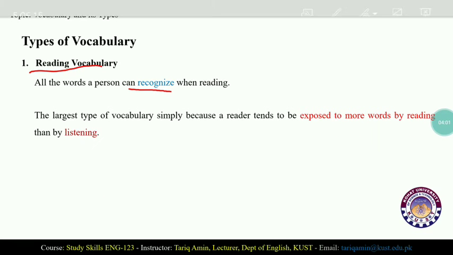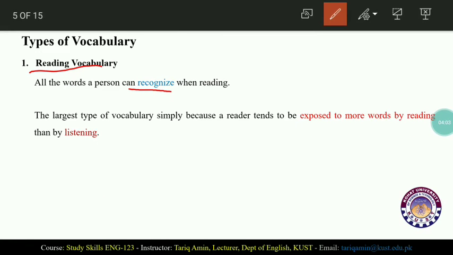Reading vocabulary is the largest type of vocabulary because a reader tends to be exposed to more words by reading than by listening. We are exposed to more and more words when we read different texts, and as compared to listening, we are not exposed to a large number of words when we listen to something.